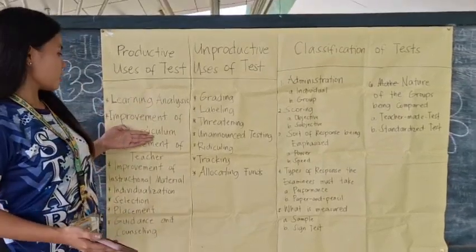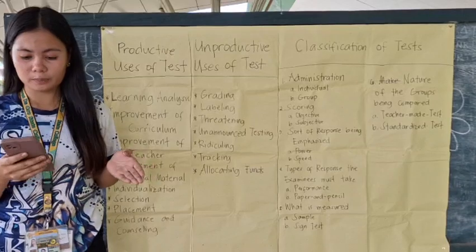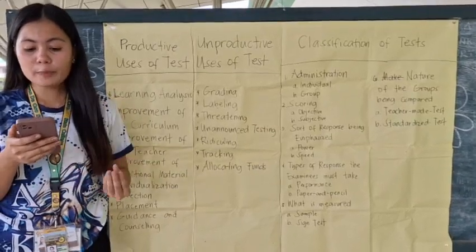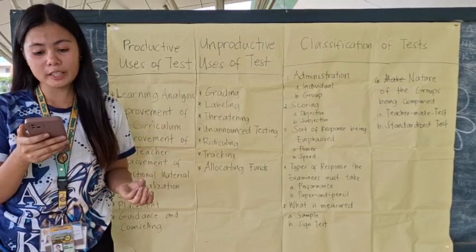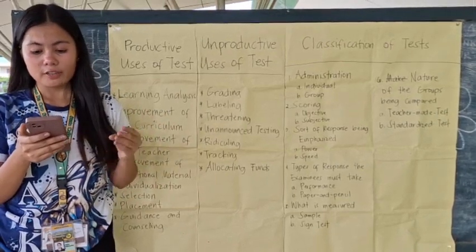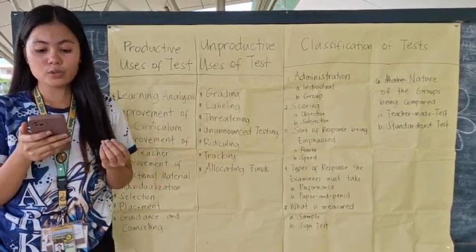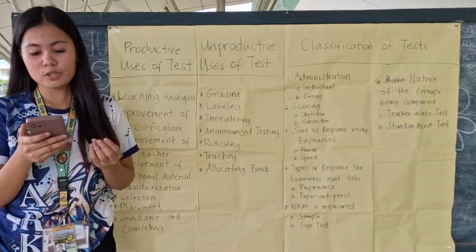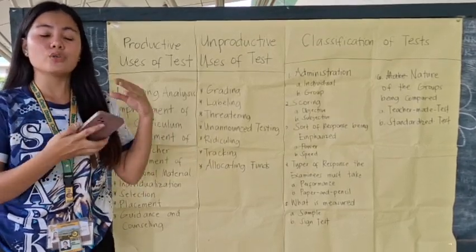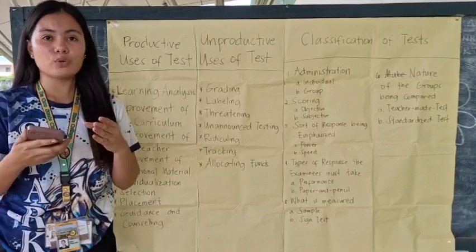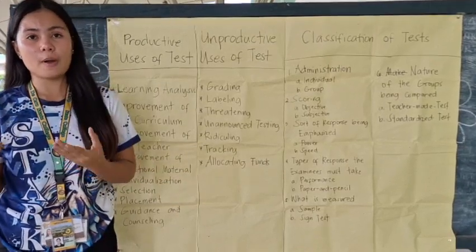So next is improvement of curriculum. Poor performance in a test may indicate that the teacher is not explaining the material effectively, the textbook is not clear, the students are not properly taught, and the students do not see the meaningfulness of the materials. So, using test results to make learning material better.